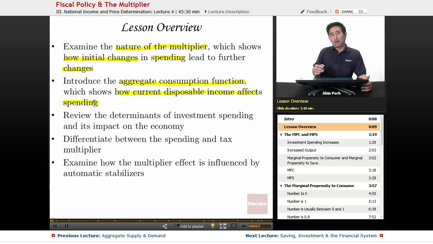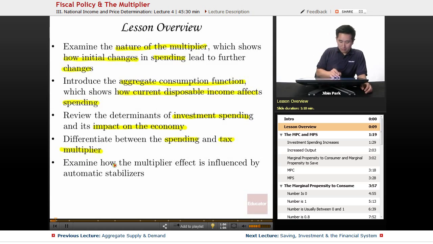Depending on your marginal propensity to consume, that's going to affect how much you actually spend, and also depending on your income. We're going to review the determinants of investment spending and its impact on the economy. We're going to differentiate between the spending and tax multiplier. So what's better, lower tax rates or increased government spending? We're going to go ahead and examine that.